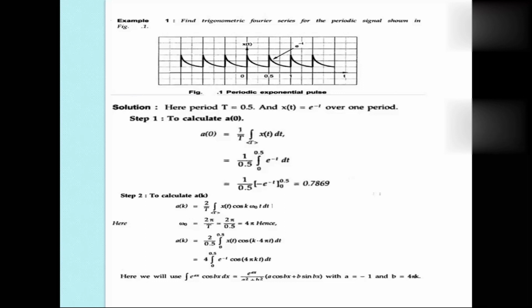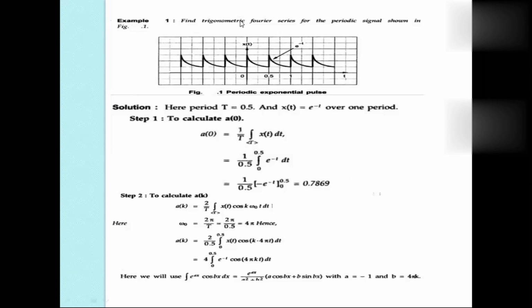Fourier series are classified into three. One is trigonometric Fourier series, second one is compact trigonometric Fourier series, and third one is exponential Fourier series. For all the properties we use the exponential Fourier series formulas only, the analysis equation and the synthesis equation. Okay, my dear students. So for this, they are asking, for the given periodic signal, find the trigonometric Fourier series. What are the trigonometric Fourier series?